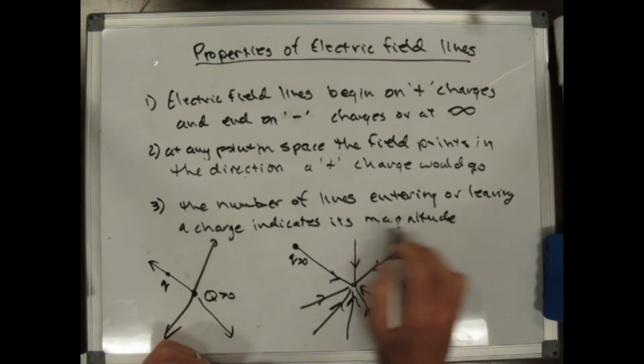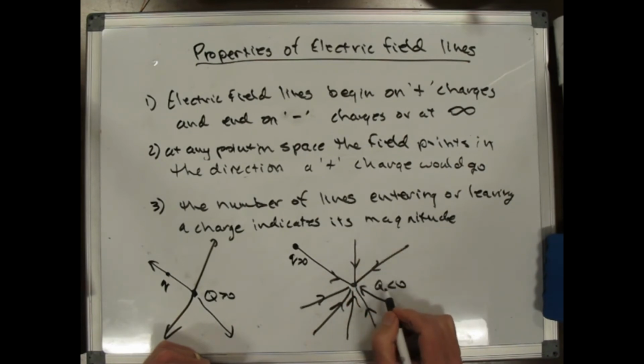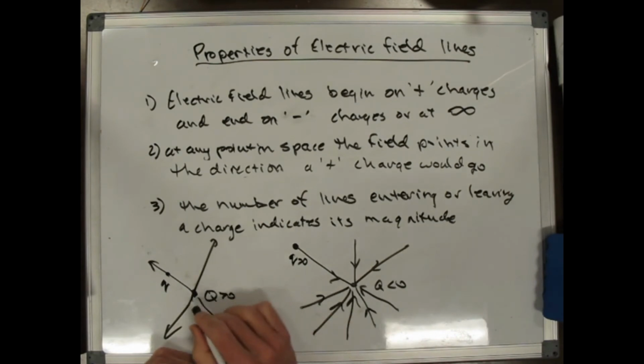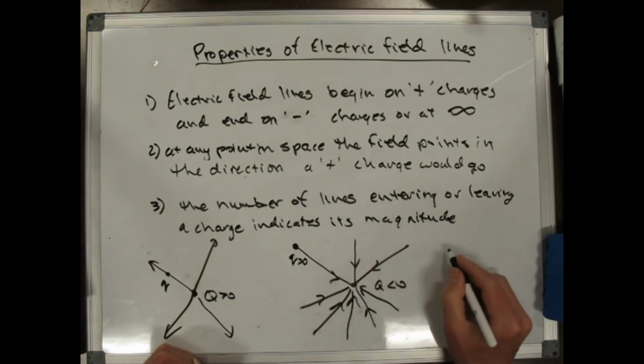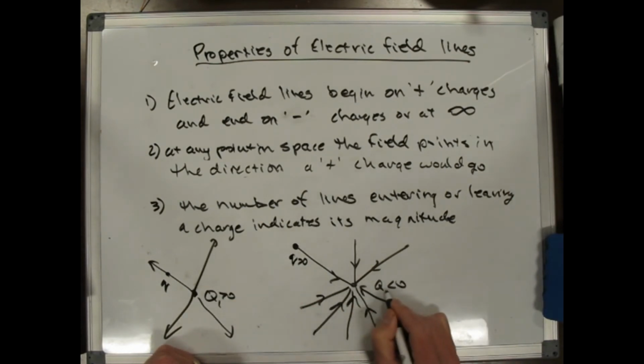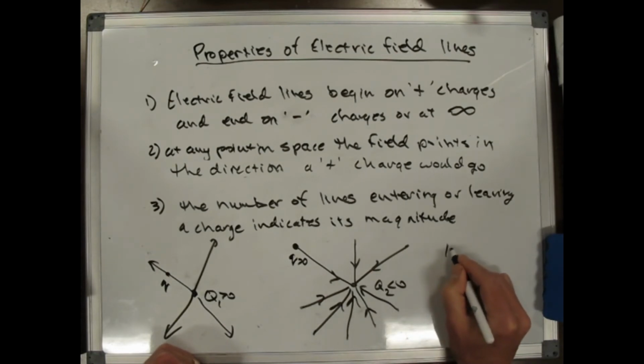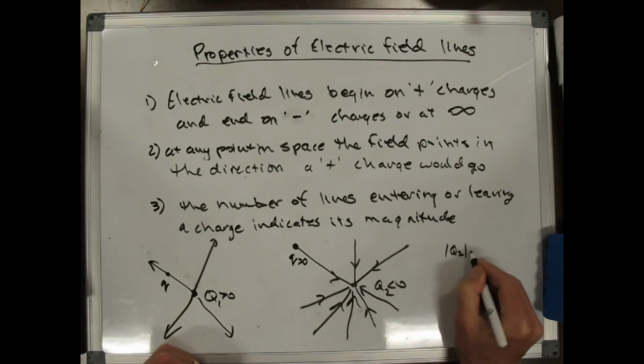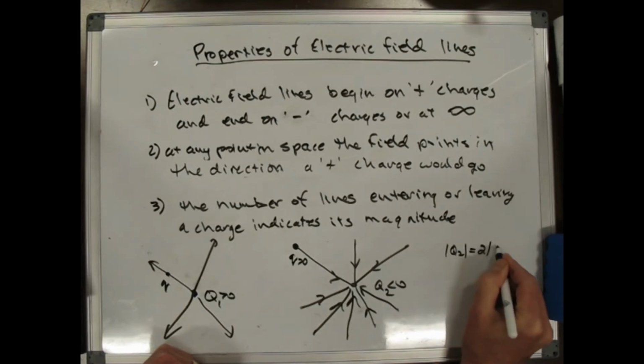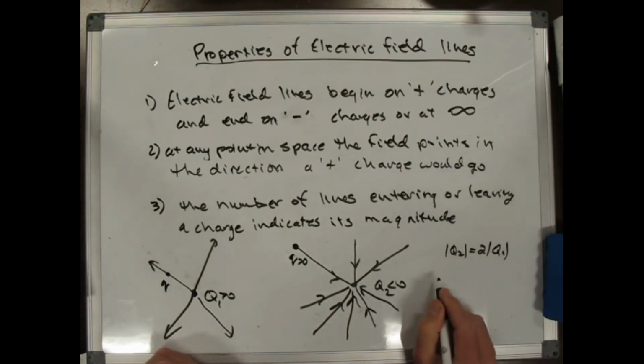The number of lines entering or leaving a charge indicates its magnitude. So notice this guy has 8 lines coming in, and this guy has 4 lines going out. And so if I called this Q1 and Q2, I could say the magnitude of Q2 is equal to twice the magnitude of Q1.